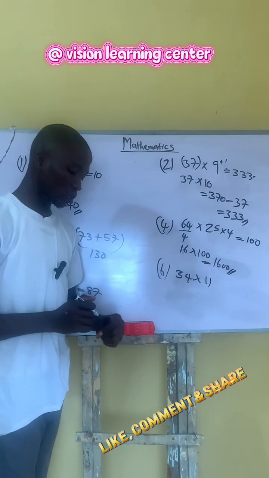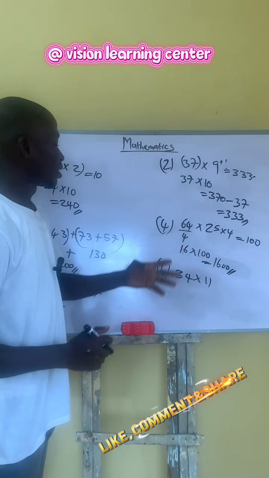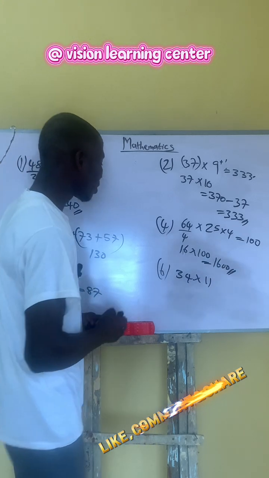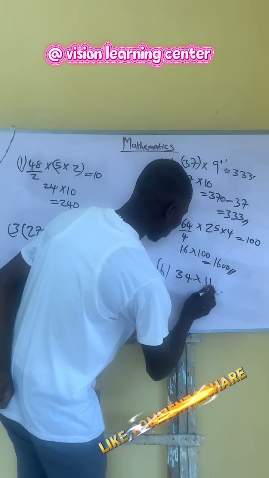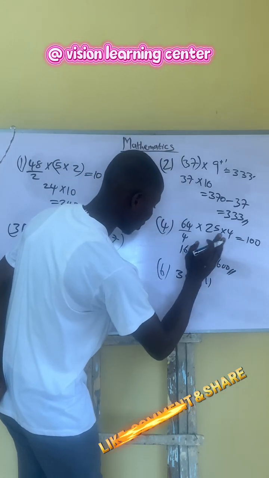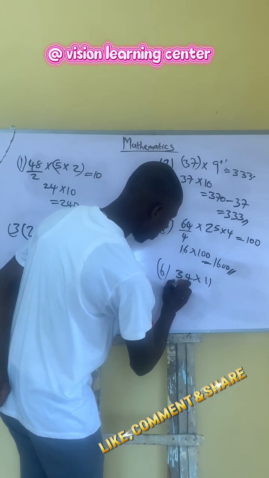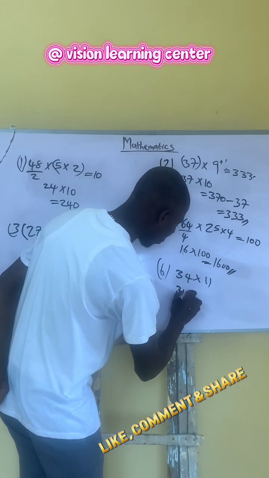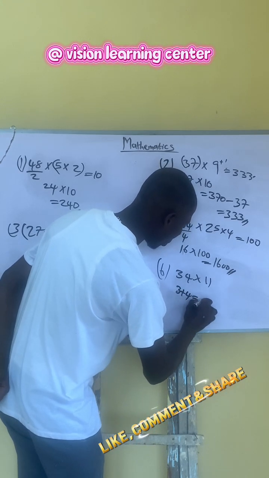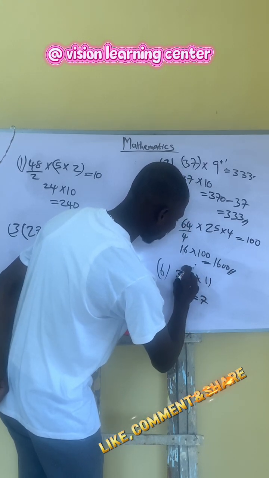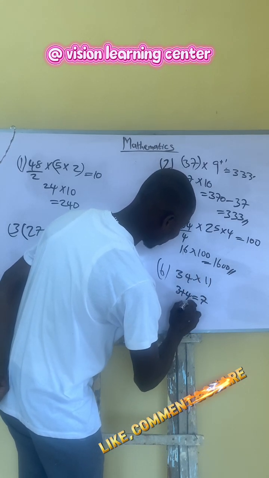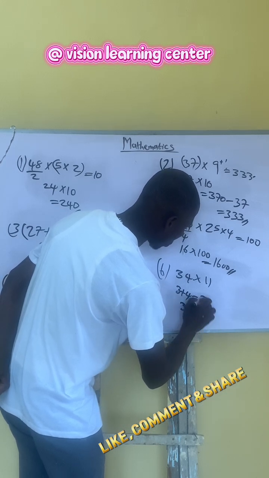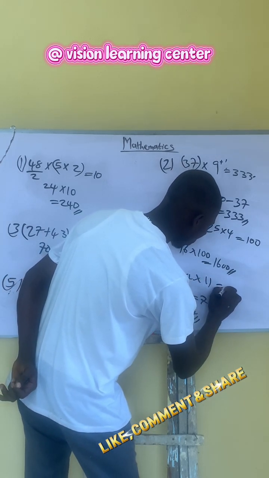Okay, let's solve the next one. This next one says 34 times 11. Let's solve it the easiest way. First of all, you add these numbers together. We have 3 plus 4. If you add them together, it will give us 7. You carry 7 and put it in the middle of 3 and 4, which gives us 374. So 34 times 11 will give us 374.